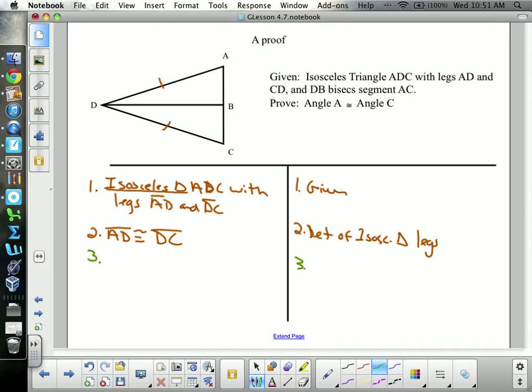Next statement, DB bisects AC. That's given. If DB bisects AC, that means that AB is congruent to BC. Reason? What's the vocabulary word? Definition of bisects.